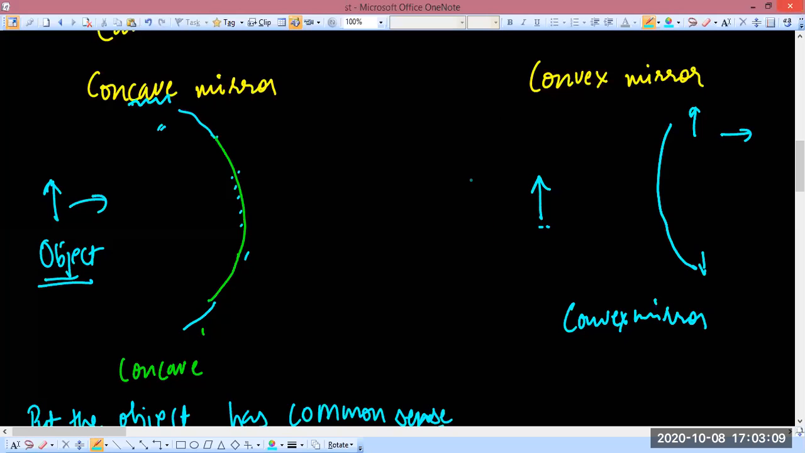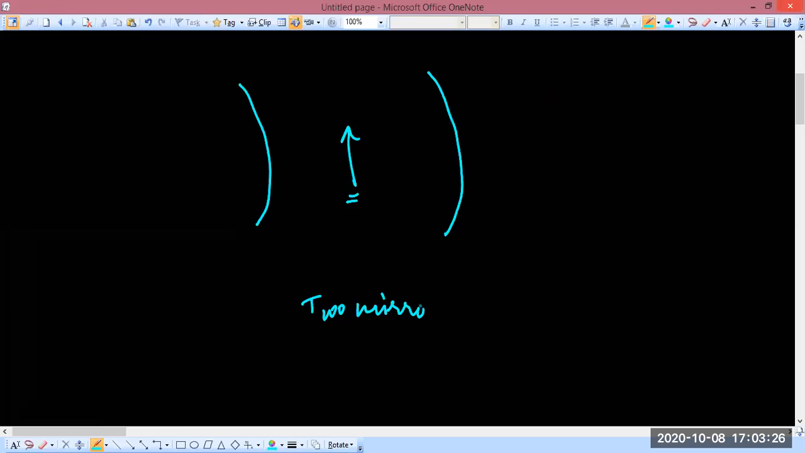Let's see. Suppose a wise object is standing here, right? And this is one mirror, okay, and this is another mirror, right? Okay, this is a wise object standing between two mirrors. This is an intelligent object standing between two mirrors, mirror 1 and mirror 2. Can you tell me which kind of mirrors these are?